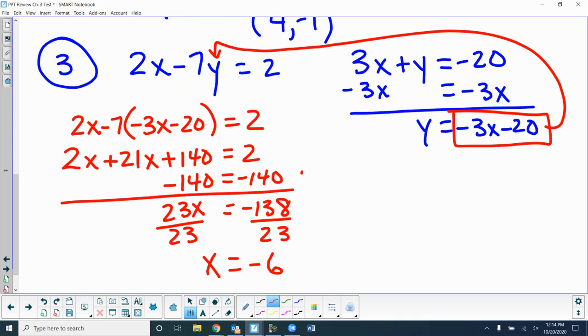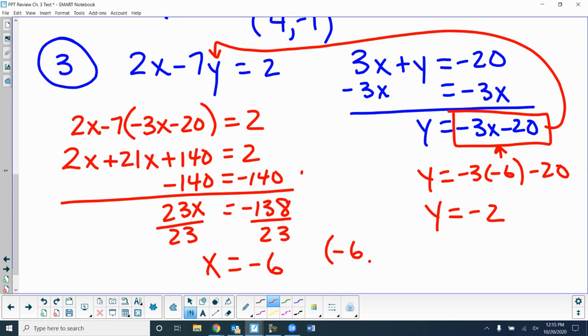So again, I'm looking for y, so I usually go right here. So y equals -3 times -6 minus 20, which is positive 18 minus 20, which is -2. Substitution. Any questions? Okay.